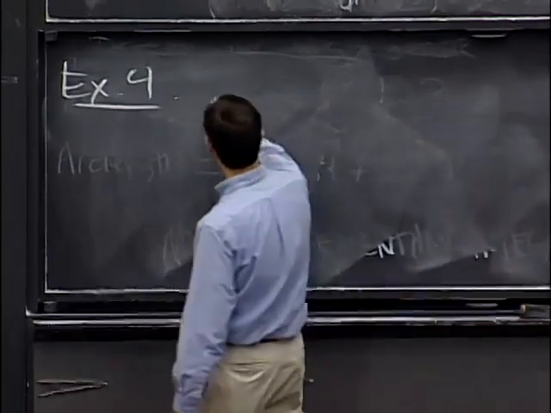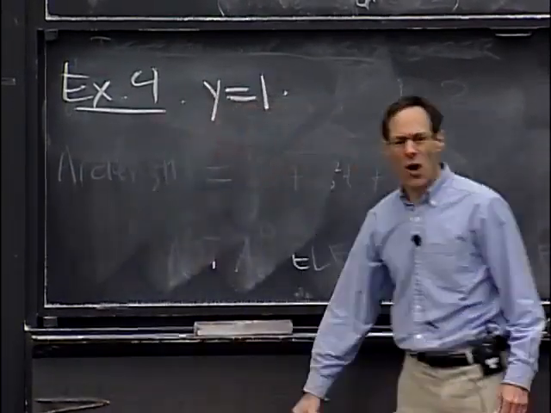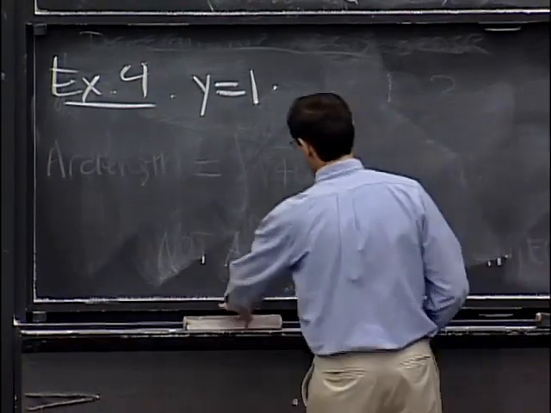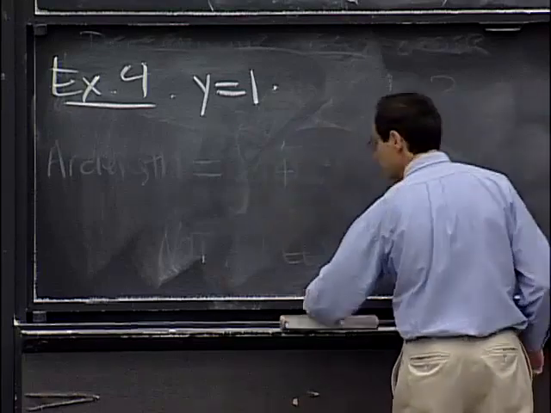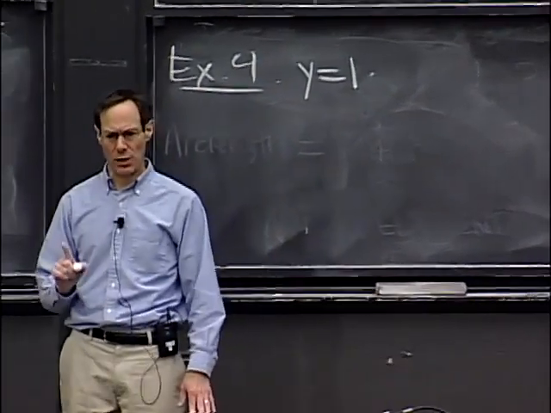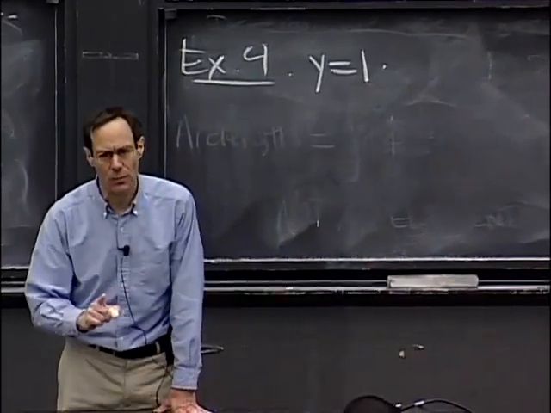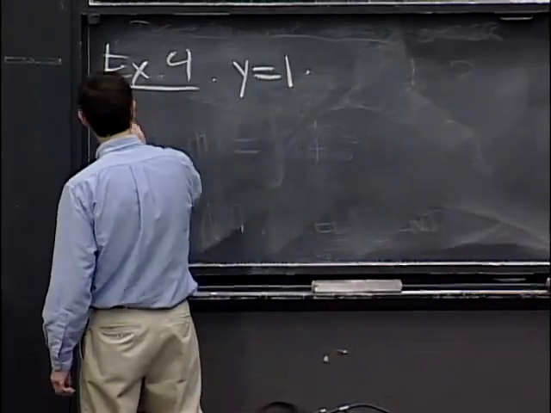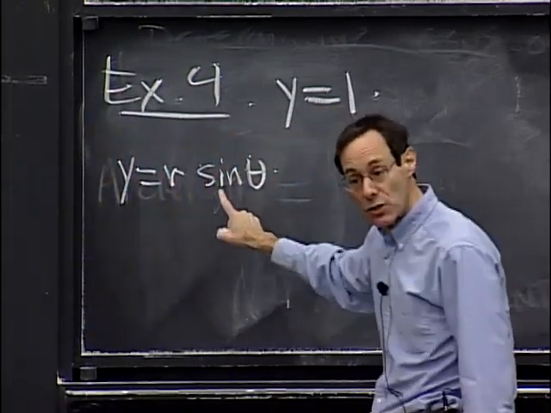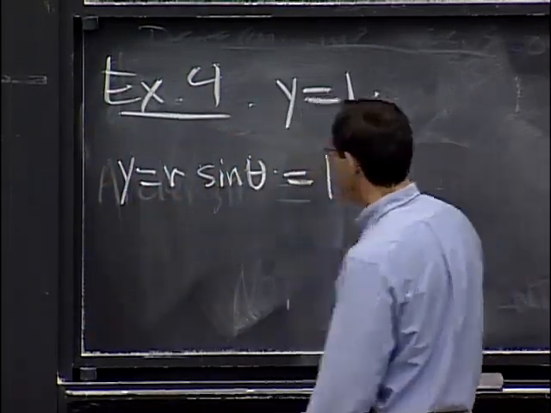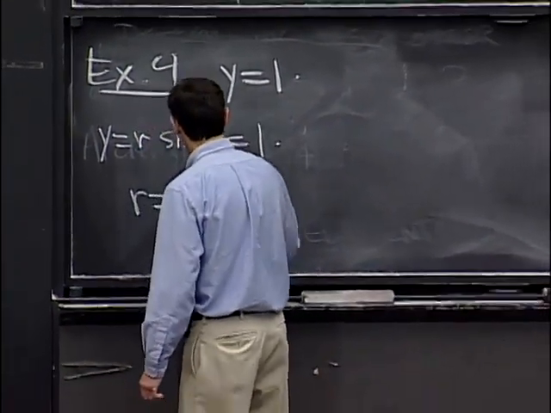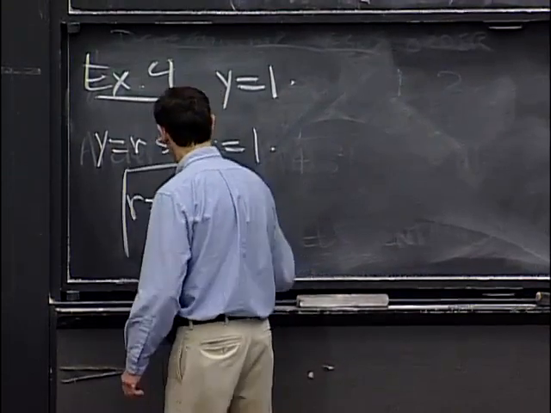Example 4, I'm going to take y equals 1. That's awfully simple in rectangular coordinates, but interestingly, you might conceivably want to deal with it in polar coordinates. If you do, so here's how you make the translation. Now, this translation is not so terrible. What you do is you plug in y equals r sine theta. That's all you have to do. And so that's going to be equal to 1, and that's going to give us our polar equation. The polar equation is r equals 1 over sine theta. There it is.